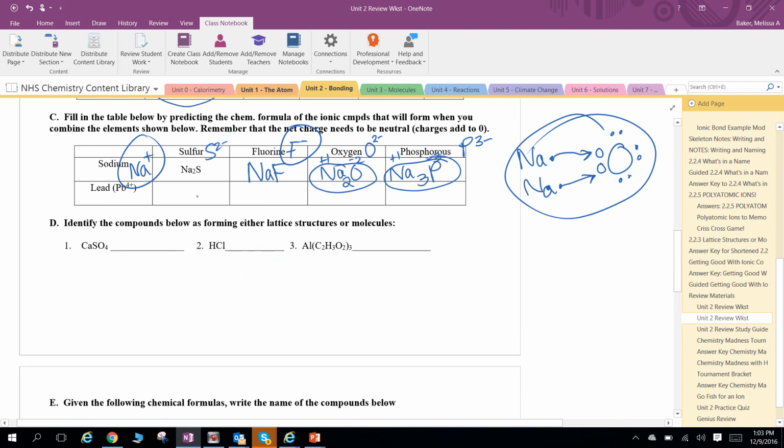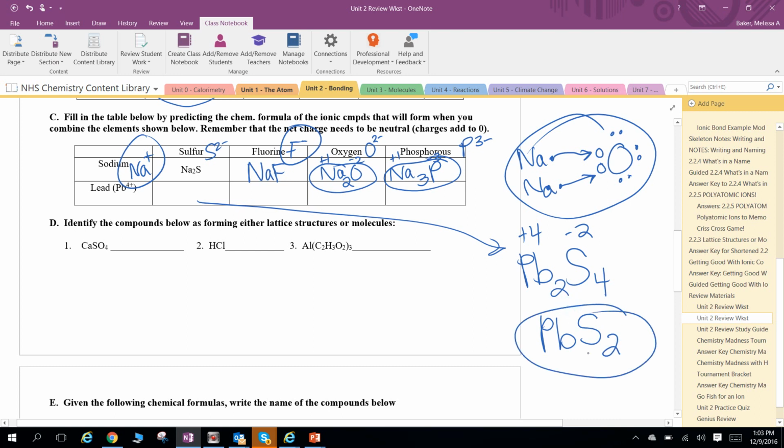Sulfur has a negative 2 charge, and this one's interesting because lead has a +4 and sulfur has a -2, and so when you crisscross you get Pb2S4. And we learned that there are formula units, so you can simplify this as a 1:2 ratio, and you can just write PbS2. How about lead fluoride? If you crisscross the charges here, you'll see that you need 4 fluorines to satisfy that lead, so it'll be PbF4.